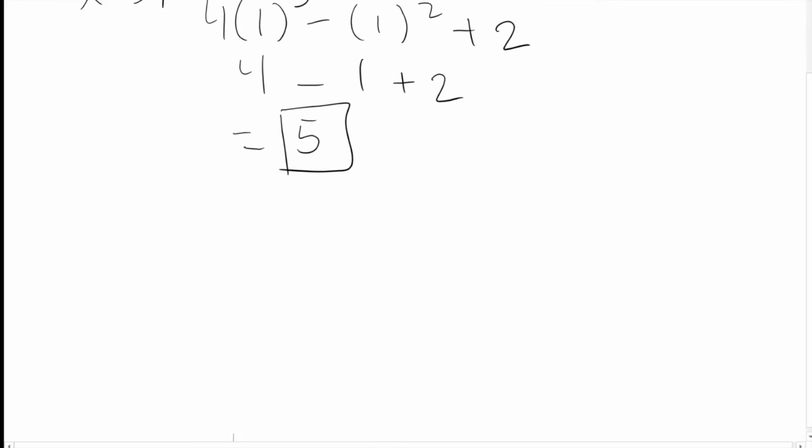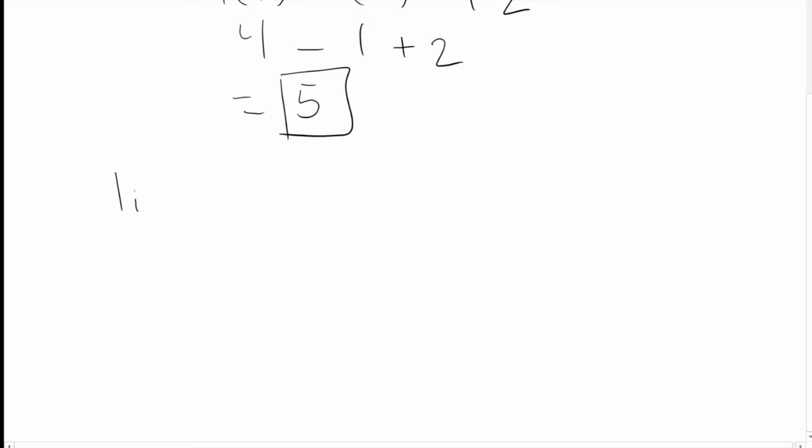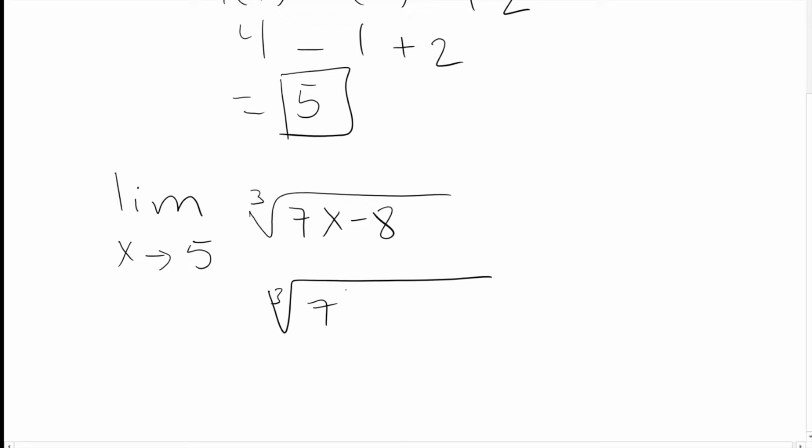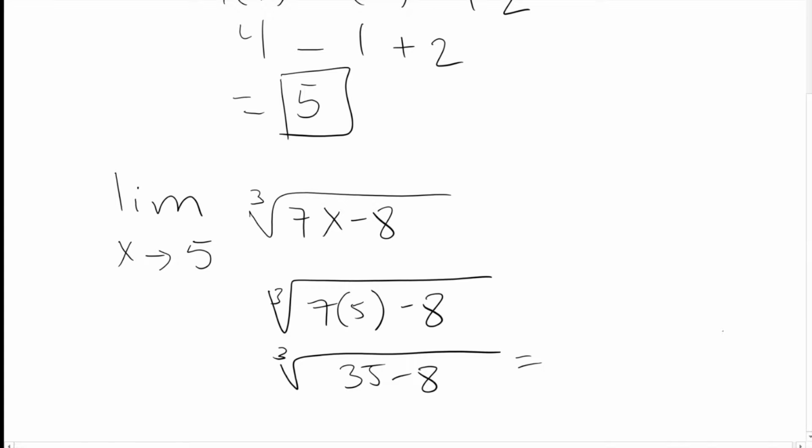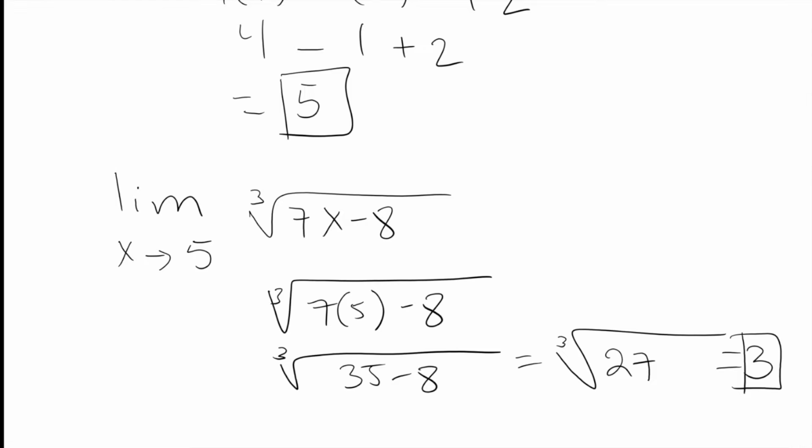Let's say we have the limit of the cube root of 7x minus 8 as x approaches 5. In this case, we can go ahead and plug in the 5 into the function. We get the cube root of 7 times 5 minus 8, which gives me the cube root of 35 minus 8, which equals the cube root of 27, which equals 3. So the limit of the cube root of 7x minus 8 as x approaches 5 is 3.